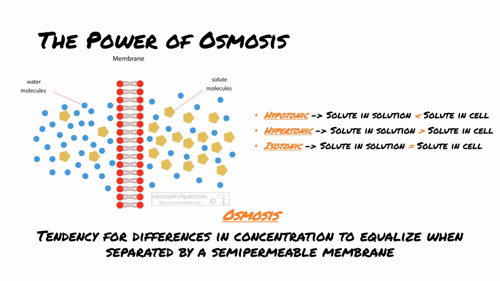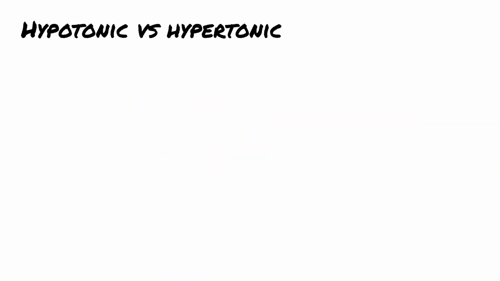To test your understanding of osmosis, see if you can predict whether water will flow in or out of the cell in each of these conditions. In hypotonic conditions, water will flow into the cell. In hypertonic conditions, water will flow out of the cell. And in isotonic conditions, there's no significant difference in water flowing in or out of the cell because there's no difference in concentration. To get an idea for osmosis in action, take a look at these cells.